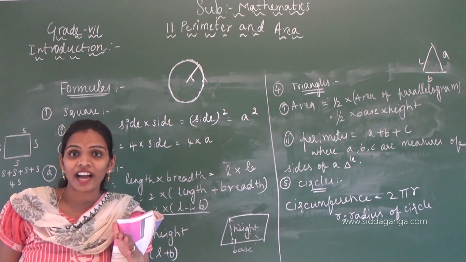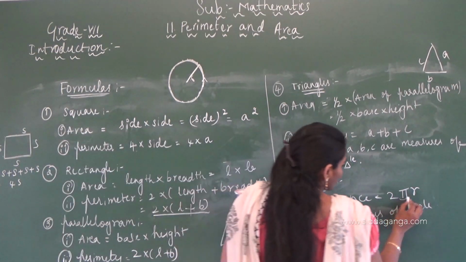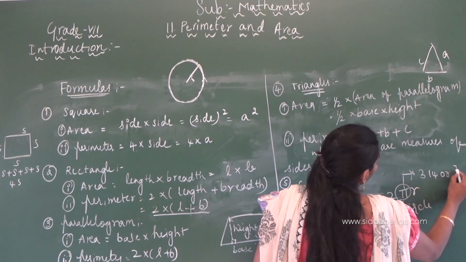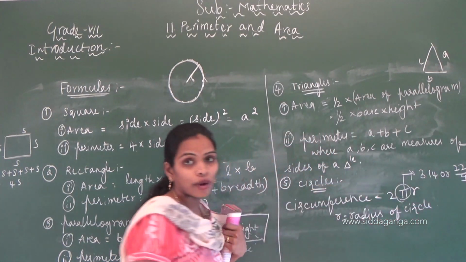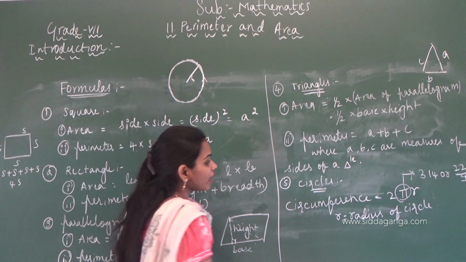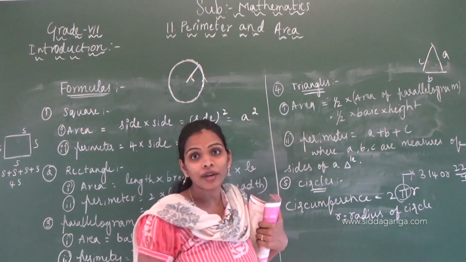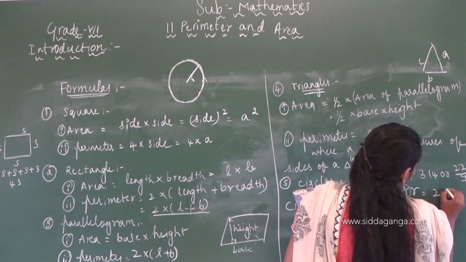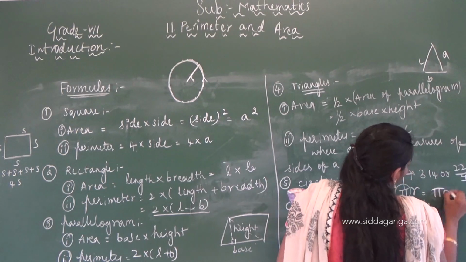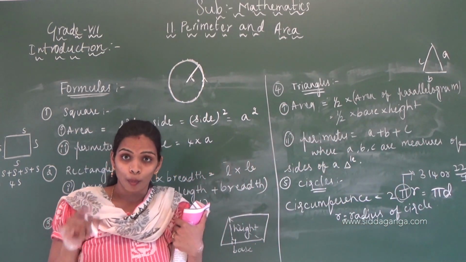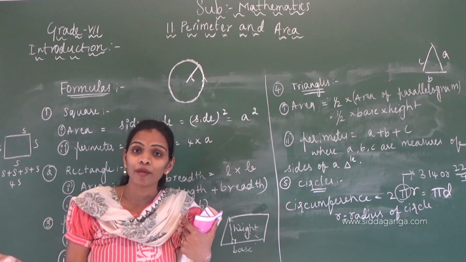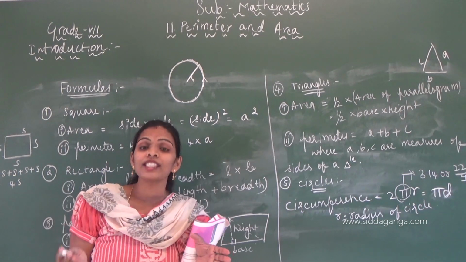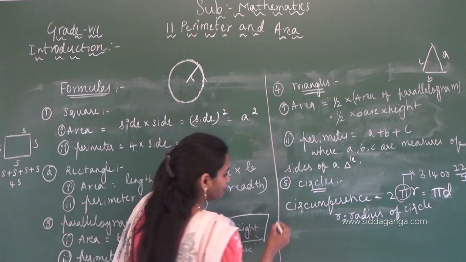In 2 pi r, what is pi? It is just a constant. The value of pi is 3.14 or 22 by 7. Instead of 2 into radius, what do we get? 2r is d, the diameter, so pi d. In some cases we will use 2 pi r; if they give the diameter directly, you can use pi d to find the circumference of the circle.